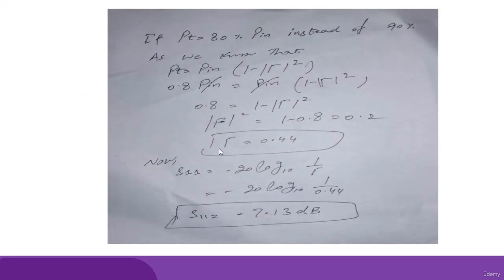Similarly, for the case of 90% transmission, I have input the value, calculated the parameters, and obtained S11 of minus 7.13 dB. Thus, our transmission is 80%. It shows that S11 is at minus 7.13 dB, indicating that 90% of the transmission is possible with just 10% reflection.